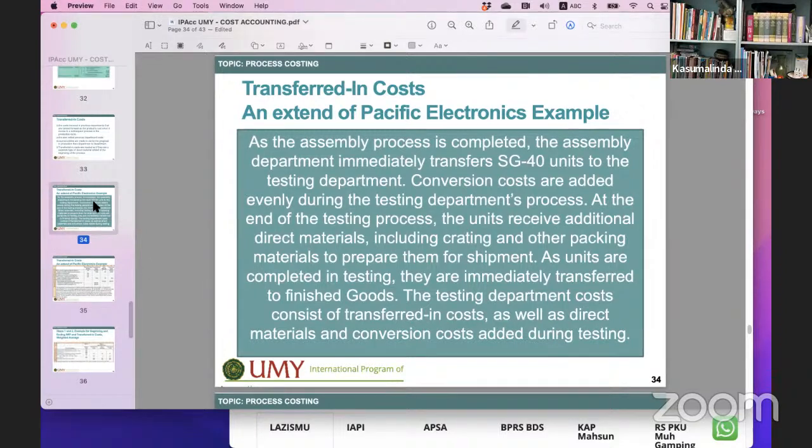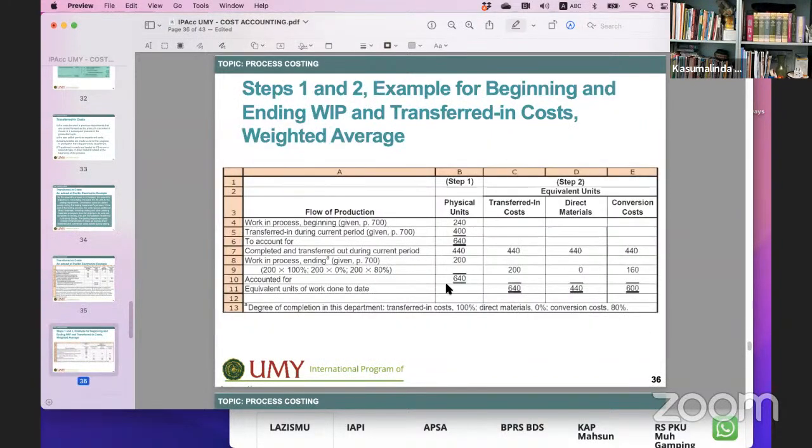So be careful, when it is at the end, we need to know whether it is 100% complete or 0% complete. And for the conversion cost, it occurs uniformly. So for transfer in, it is 100%. For this line, all are 100%, no issue. Usually in work in process, we know that for transfer in, it is 100% complete. So 100%, 200. And for direct materials, in this case, it is 0.